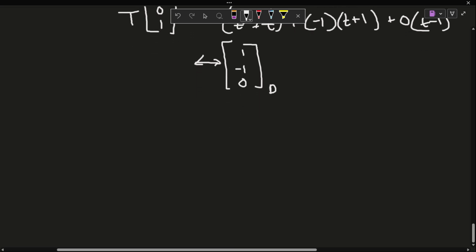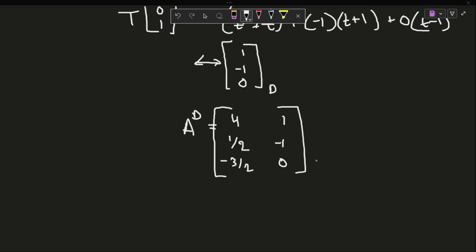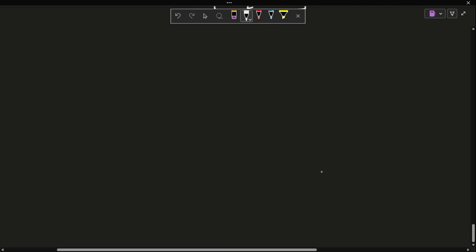Now we can say that our representation, we smush these two together in order, and we're going to get 4, 1/2, minus 3 by 2, and then 1, minus 1, 0. And that is with respect to d. That's how we do this type of problem. It's very simple, and we've done it a lot in the previous video, so hopefully we can skip a few more of those examples.